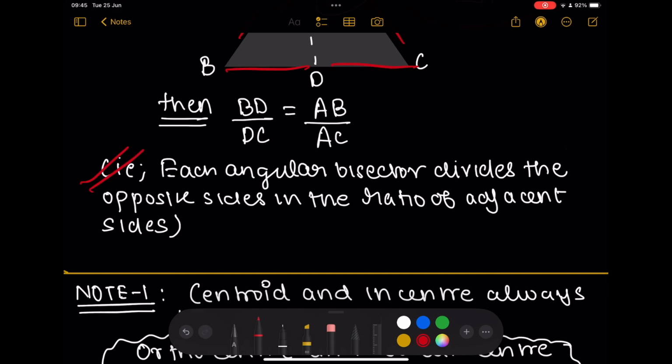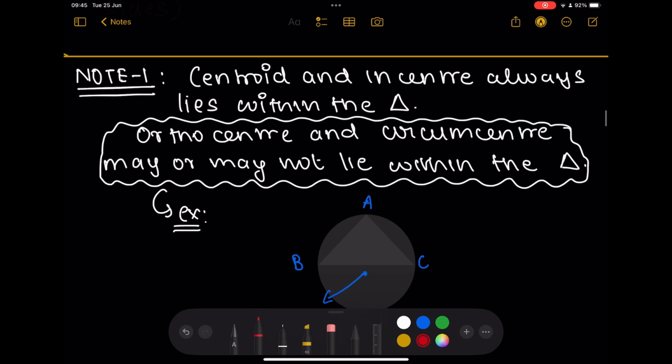And I've just written the same property here. Next are some important notes that you have to remember about all the points that I discussed so far. Centroid, what is centroid? Point of intersection of medians. Incenter is the point of intersection of angle bisectors. Now, centroid and incenter always lie within the triangle. This is very, very important.